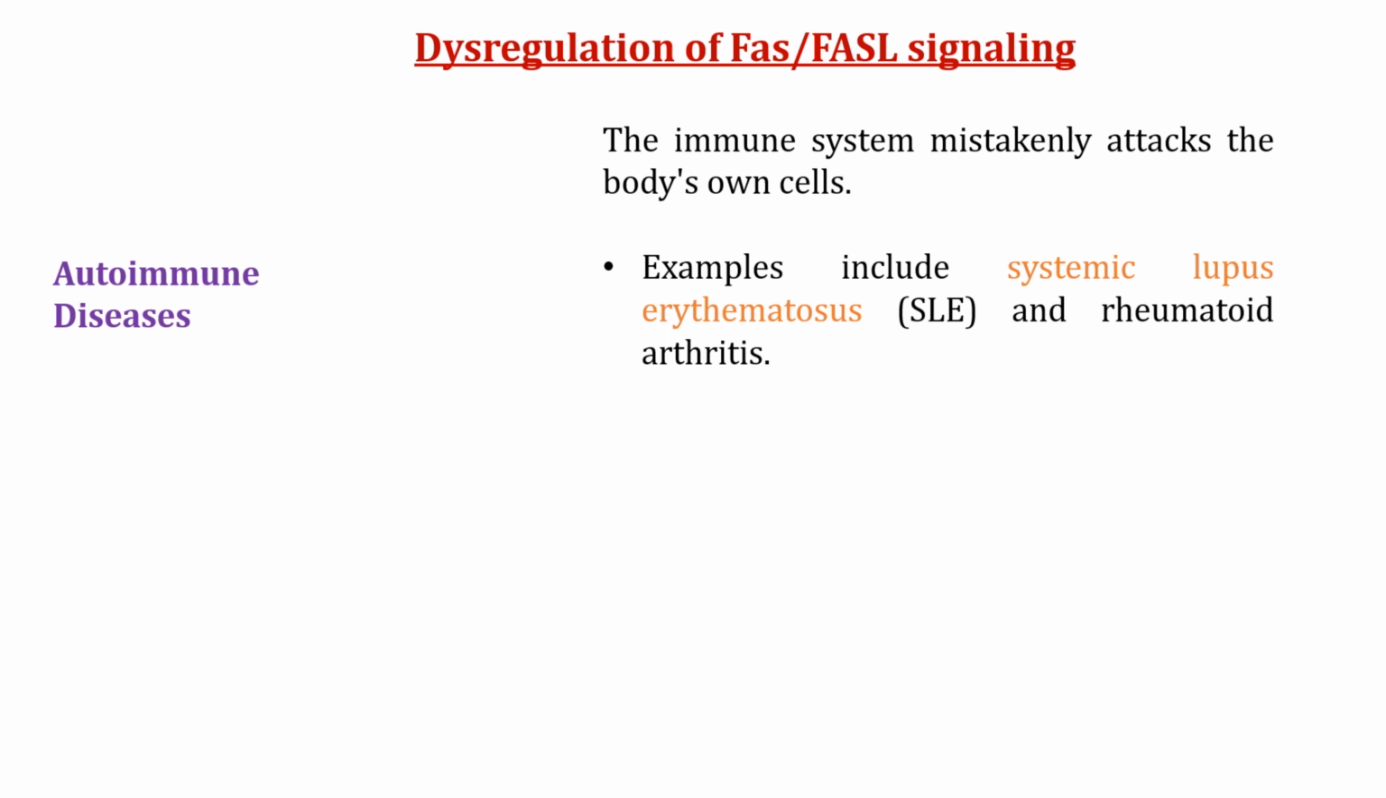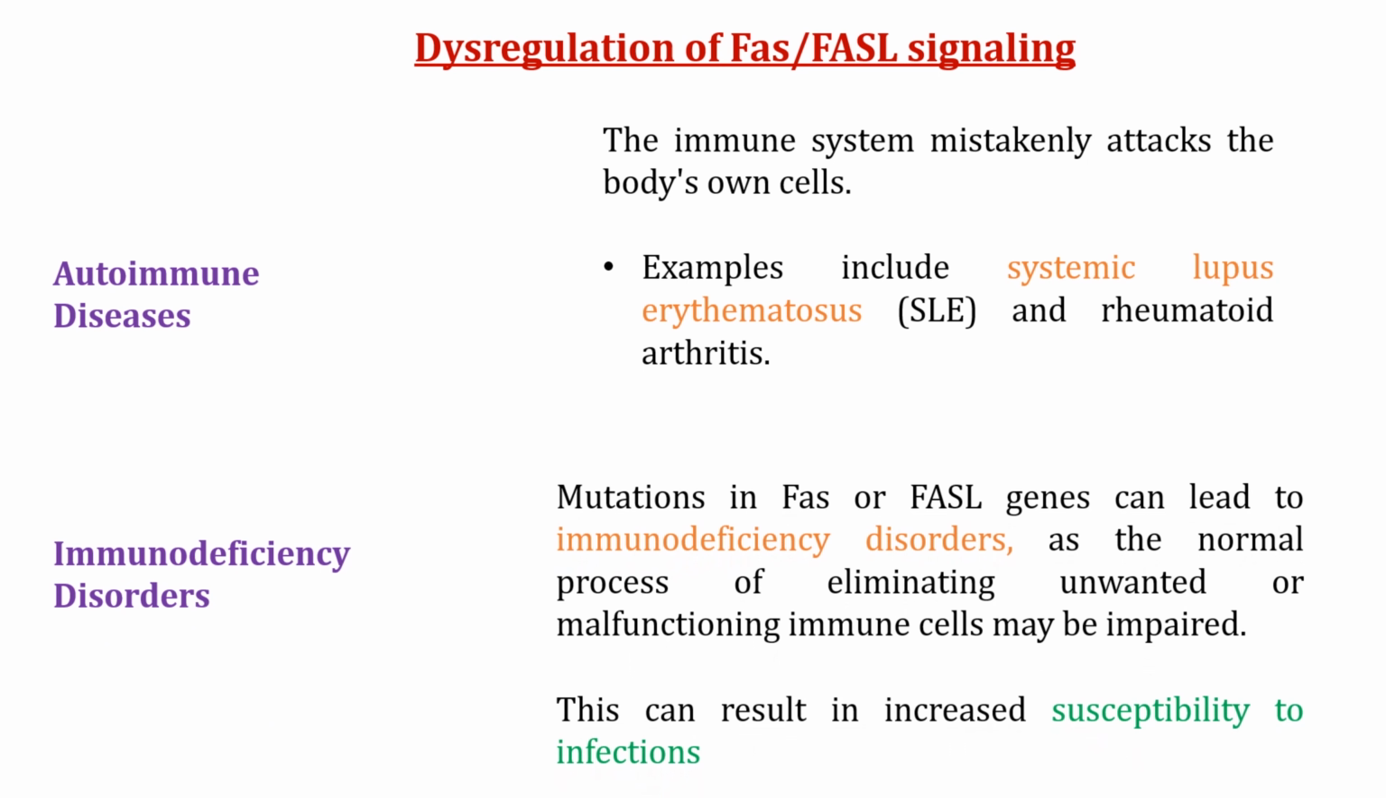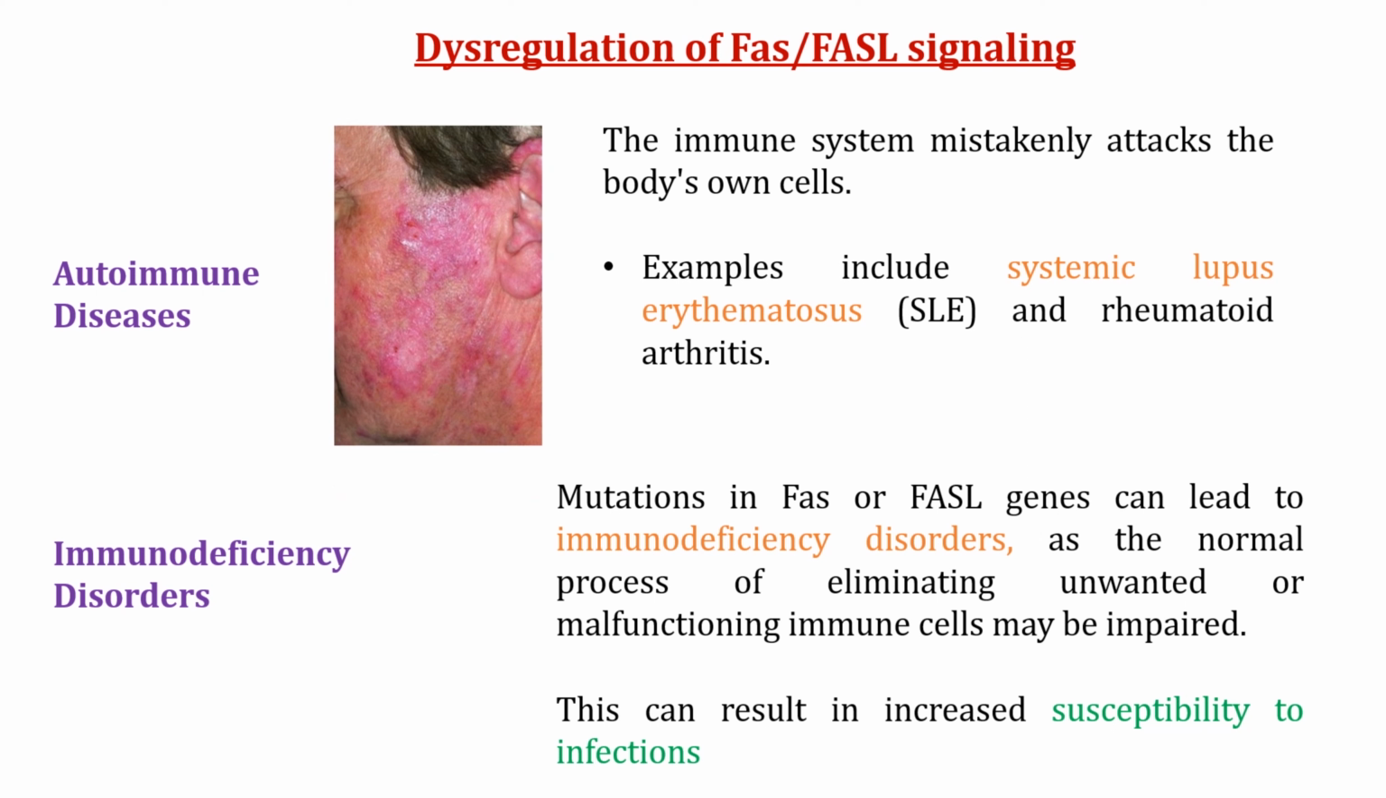Examples include systemic lupus erythematosus and rheumatoid arthritis. Okay, second is the immunodeficiency disorder. In this, mutation of the Fas gene can lead to this immunodeficiency disorder. Okay, so in the normal process, the body eliminates unwanted or malfunctional immune cells, and this may be impaired in this disease, which can result in increased susceptibility to infection. So this is a picture of an autoimmune disease, that is systemic lupus erythematosus.